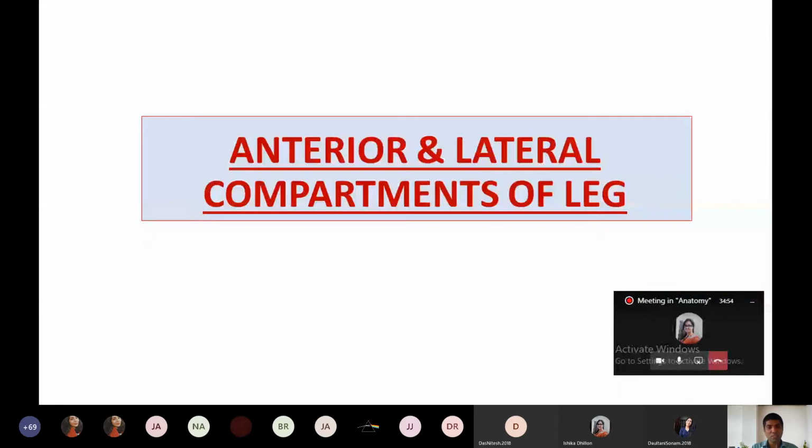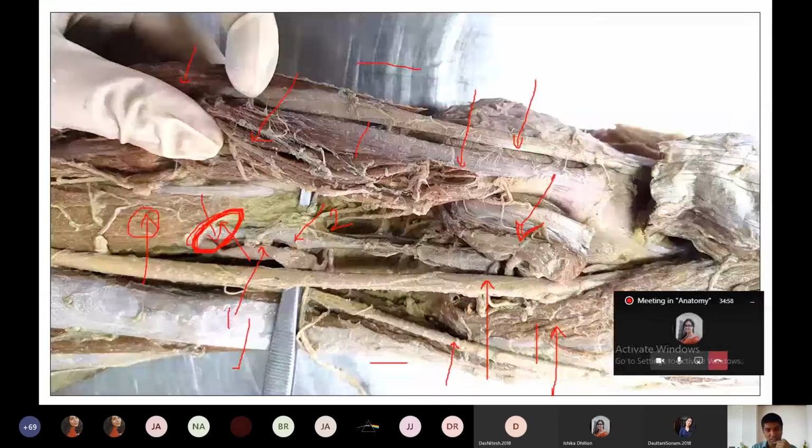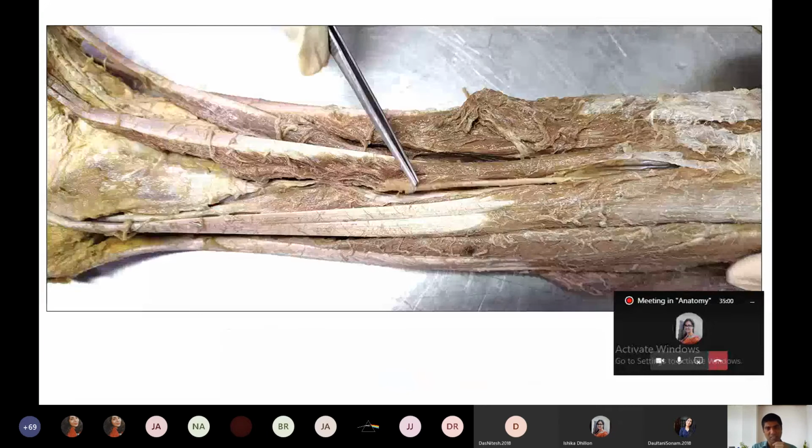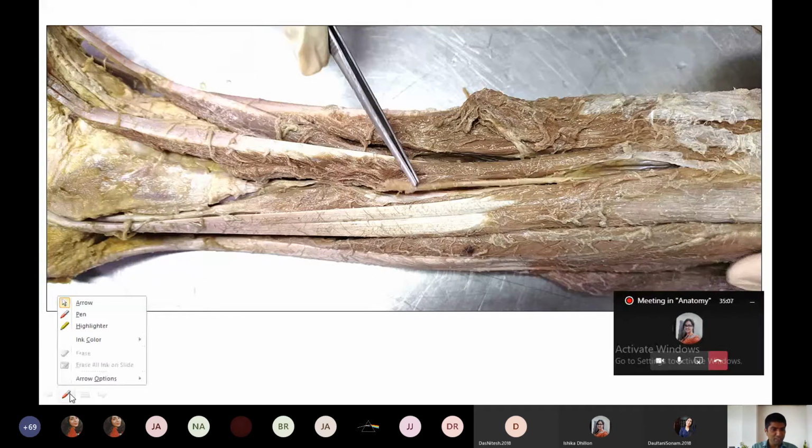Excellent. After this, come to the anterolateral, anterior and lateral, the anterior compartment of the leg. In the anterior compartment, again, you have to identify the muscles of the anterior compartment of the leg, the nerve of the anterior compartment of the leg, as well as the blood vessels of the anterior compartment of the leg. So which muscle am I starting from?